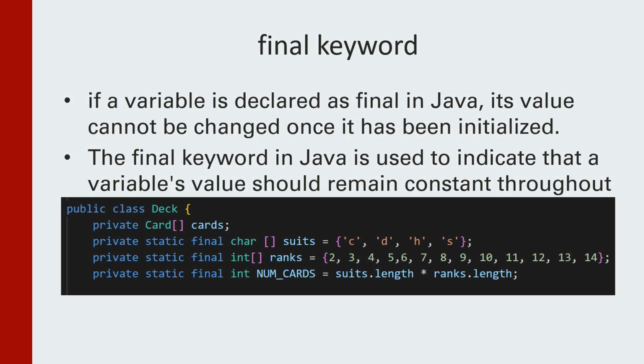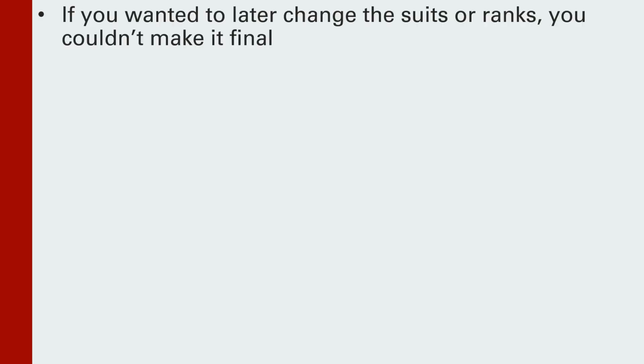A couple of things to point out. If a variable is declared as final in Java, its value will not change once it has been initialized. And so the final keyword in Java is used to indicate that a variable's value should remain constant throughout. So if you did want to maybe later on change the suits or ranks, you couldn't use the final keyword.